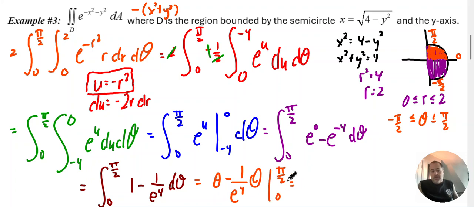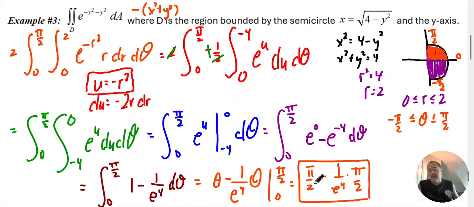So when we do this, we're going to get pi over 2 minus 1 over e to the fourth times pi over 2. And we're just going to leave this answer alone as is. We don't have to, we can pull out a pi over 2 if we wanted to, and then pi over 2 times 1 minus 1 over e to the 4, but we're okay with that right there.